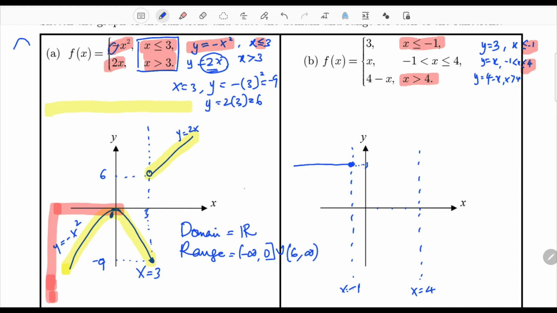Between -1 and 4, the graph is y equals x. So you just need to substitute. Try to substitute with -1. If x is -1, f(x) is also -1. So here somewhere is -1. You don't have any equal sign there, so that is the empty circle.